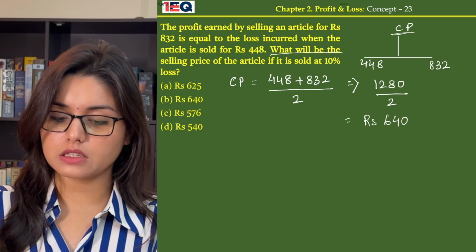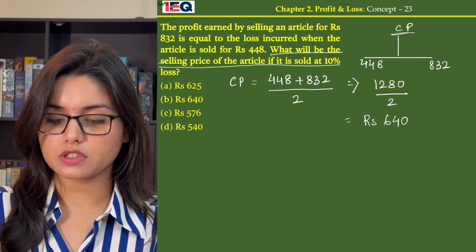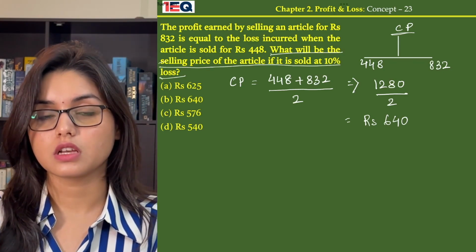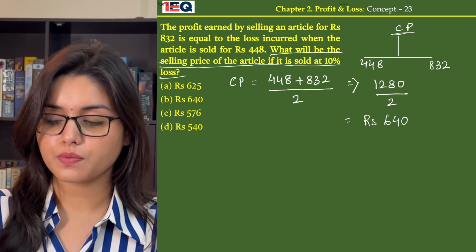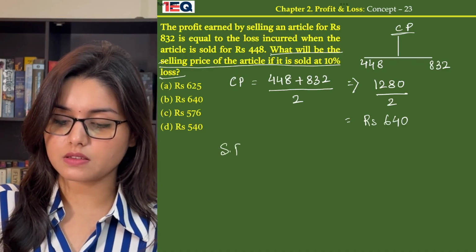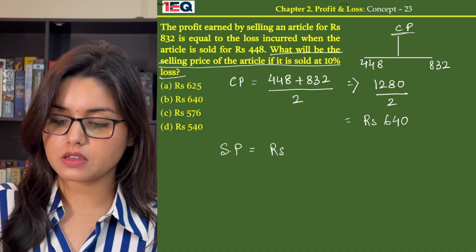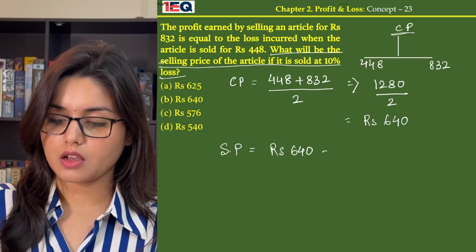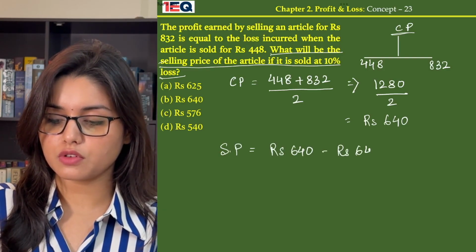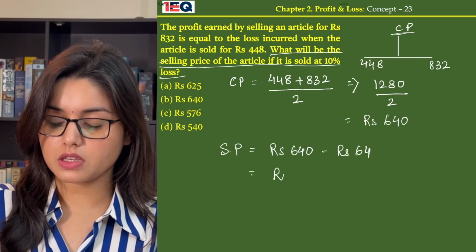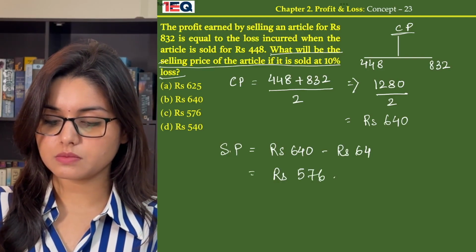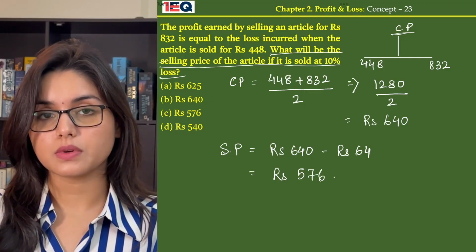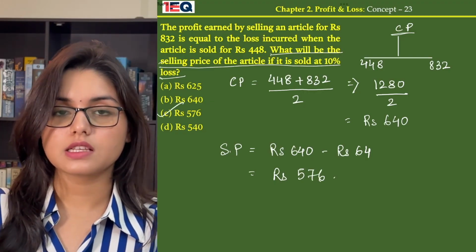Now, in the later part of the question, it is asked what will be the selling price of the article if it is sold at 10% loss. So, the 10% loss on 640 is rupees 64. Then the selling price becomes rupees 640 minus rupees 64, which gives us rupees 576. So, our answer to this question is option C.